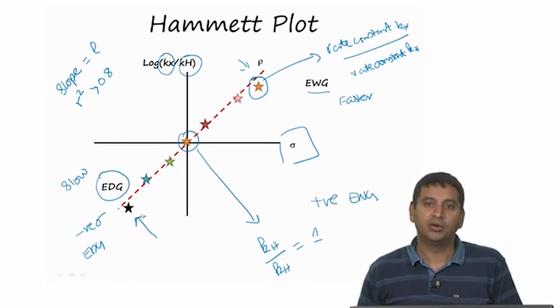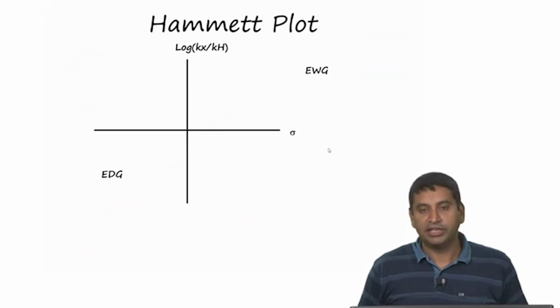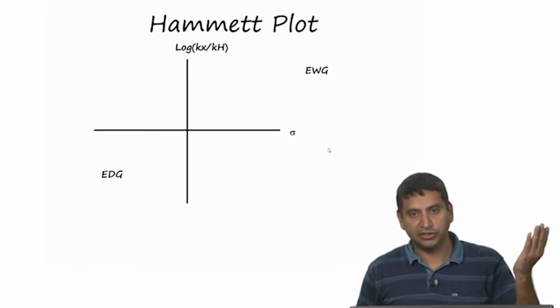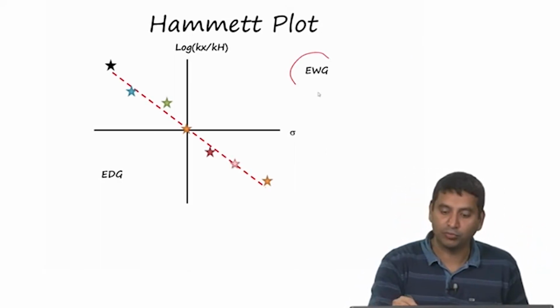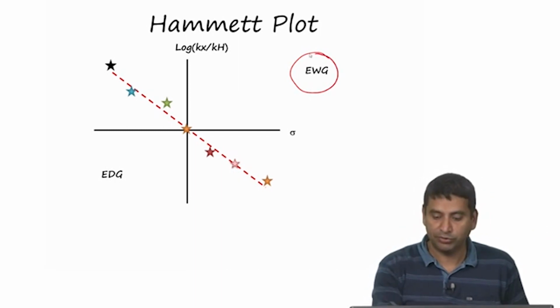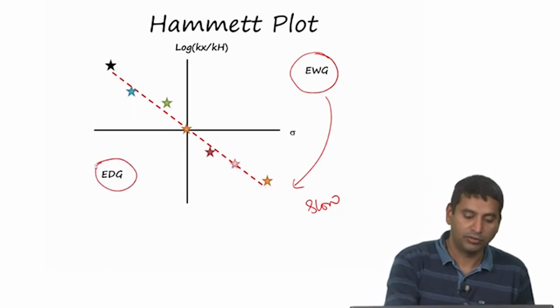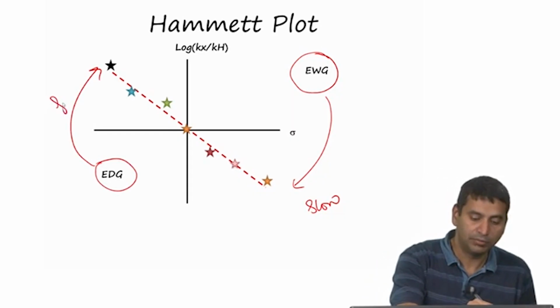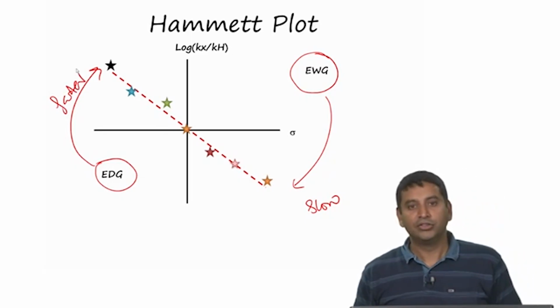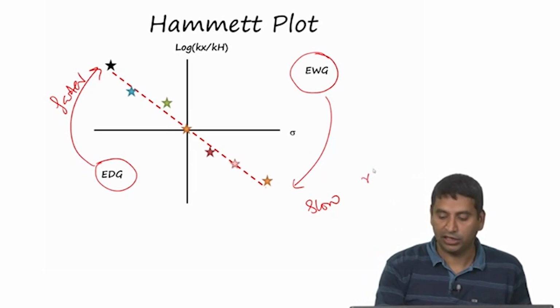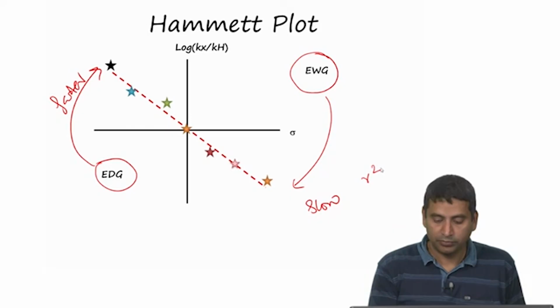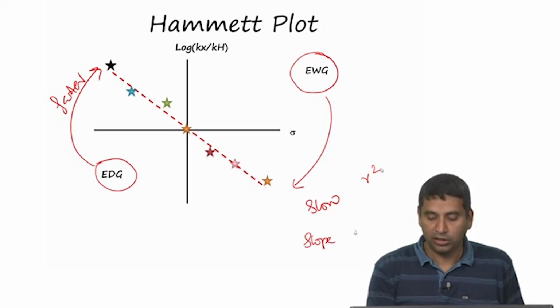Now, let us look at another example where we have a similar Hammett plot for another reaction where the trend is exactly the opposite. An electron withdrawing group, which has a high sigma value, seems to slow down the reaction, while an electron donating group, which has a negative sigma value, makes the reaction go faster. Now, if I fit this to a straight line, I can get a linear regression coefficient r square. I can determine the slope, which is basically rho. Here in this case, rho would be negative.